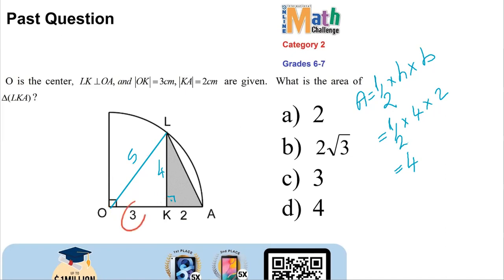So when you apply Pythagoras theorem in this triangle, 3 squared plus, let's call this x squared equals 5 squared. So from here we can get x equals 4. Now we have a simple triangle, both height and base are given. So to calculate area, we use the formula 1/2 times height times base. Height is 4, base is 2. So these two are simplified, so answer is 4.